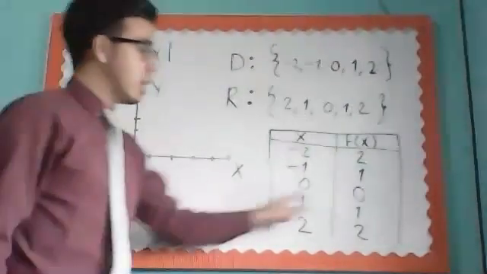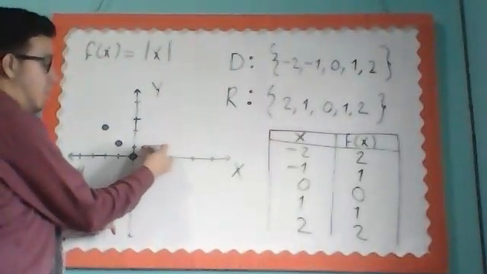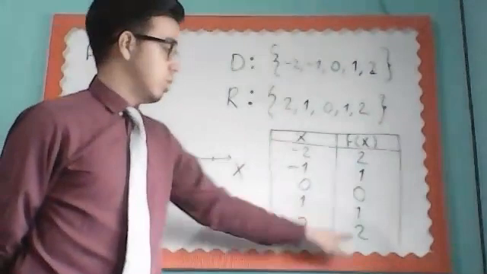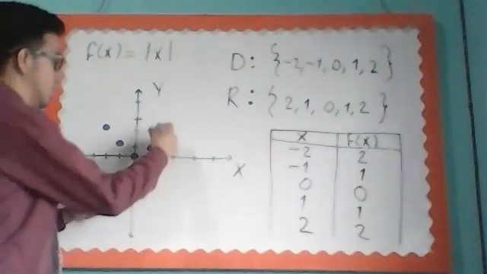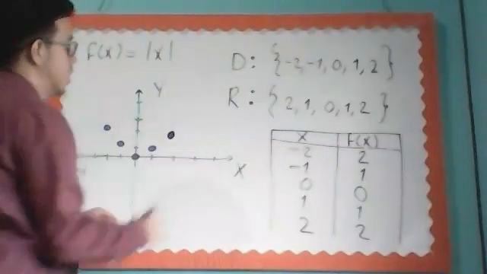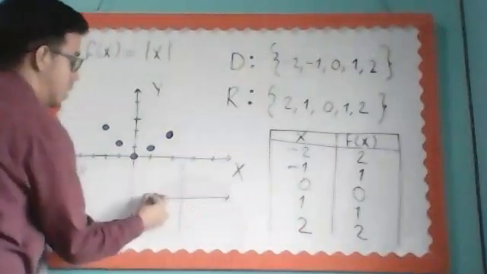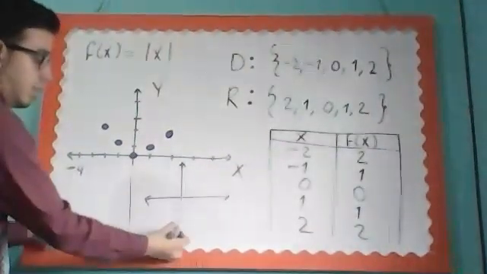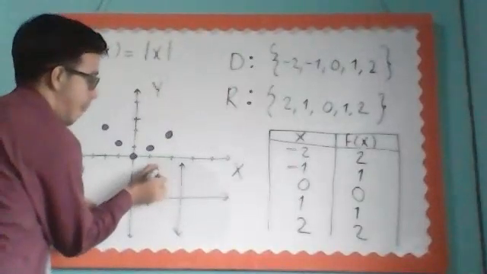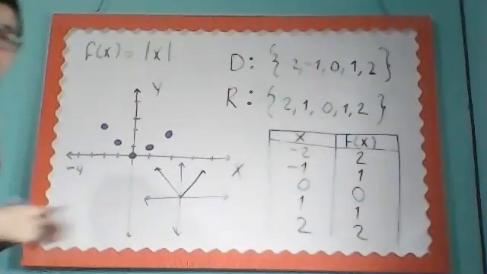The other part, 1 and 1. 1 for the x and 1 for the y. And the last part you have 2 for the x and 2 for the y. So I place my point in here. And this is the form. When you have a graph of an absolute value, the shape is going to be like a V. This is the graph of an absolute value, like a V.